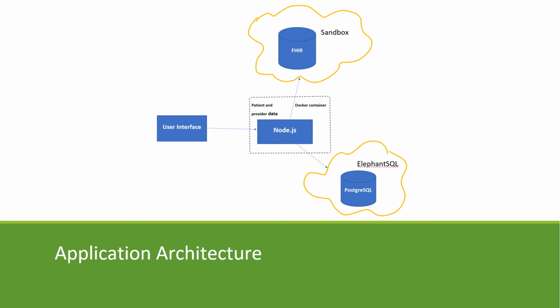This is the high-level architecture of our project. We use React Node.js to build the user interface and use Docker containers to make it run in any system environment. Then we get Fire resource data from the Fire sandbox, including patient data, provider data, and conditions. Finally, we will save generated referrals into the Fire server besides saving in PostgreSQL for the local database.